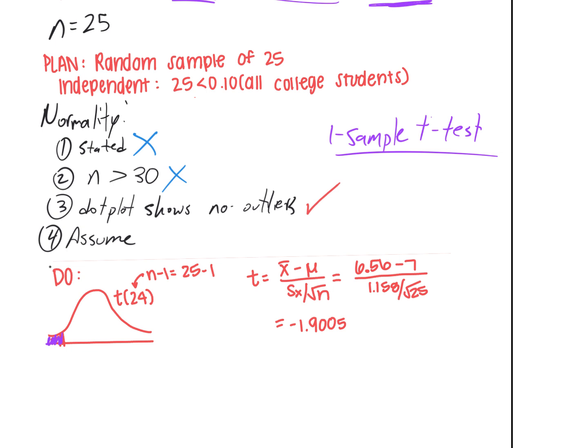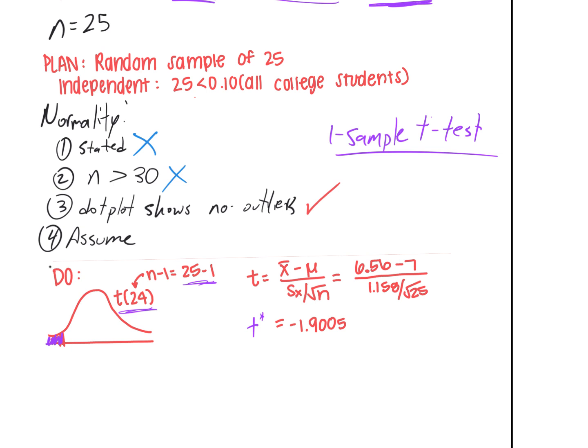Remember, our t distribution has n minus 1 degrees of freedom. So we always go based on our sample size, 25 minus 1, to get that degrees of freedom. I'm going to calculate my statistic over here, x bar minus mu over sx over square root n, and we find this t value of negative 1.9005. Now, what can we do next?